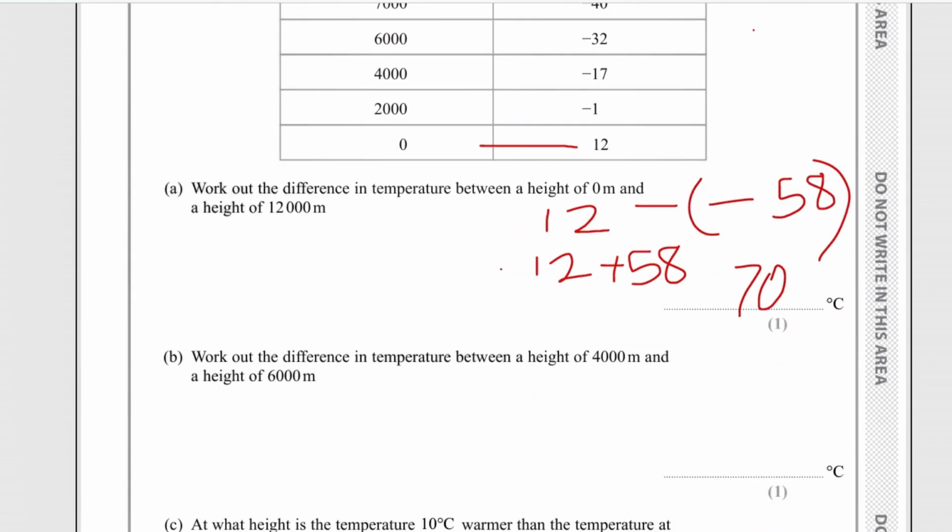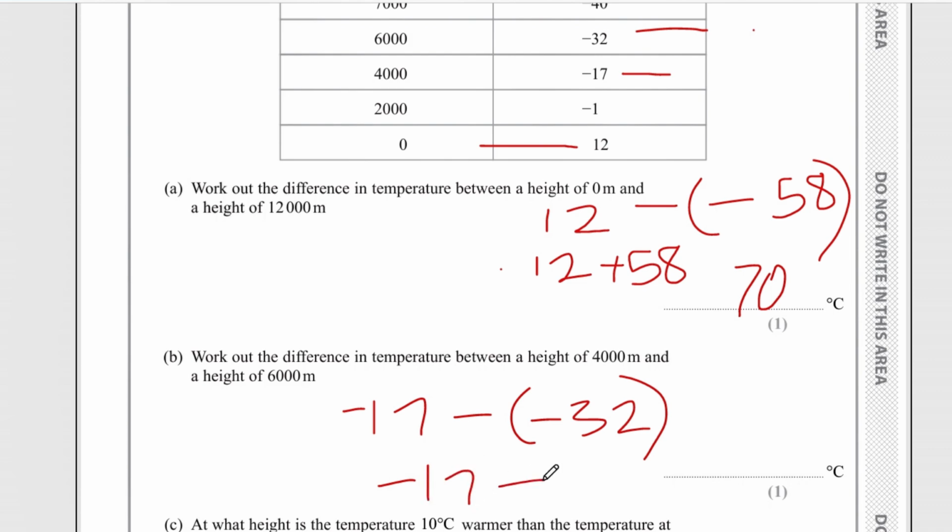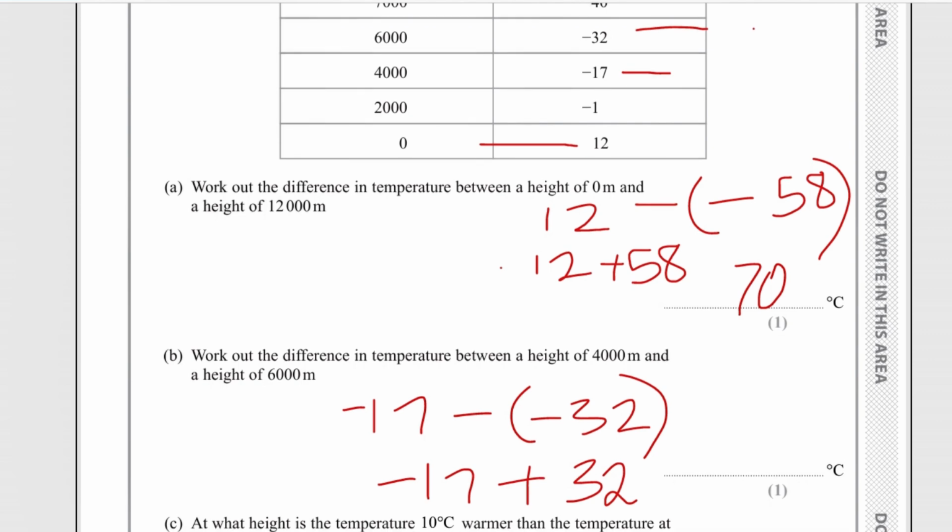Okay, so then the next one, work out the difference in temperature between a height of 4,000 meters and 6,000 meters. Okay, so 4,000 meters is negative 17, 6,000 is negative 32. What is the difference? Negative 17 is bigger, so negative 17 minus negative 32. Okay, so in doing this, this is negative 17. Negative negative is positive. So negative 17 plus 32. Okay. So anytime you have this, sometimes students say this is like negative 49.